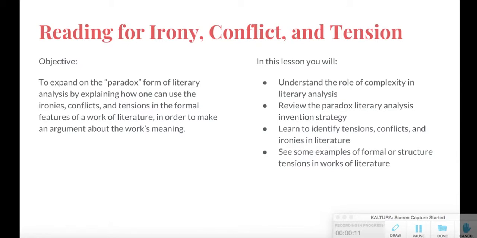The purpose of this lesson is to expand on the paradox form of literary analysis by explaining how one can use the ironies, conflicts, and tensions in the formal features of a work of literature in order to make an argument about the work's meaning. In this lesson, you will understand the role of complexity in literary analysis, review the paradox literary analysis invention strategy, learn to identify tensions, conflicts, and ironies in literature, and see some examples of formal or structural tensions in works of literature.